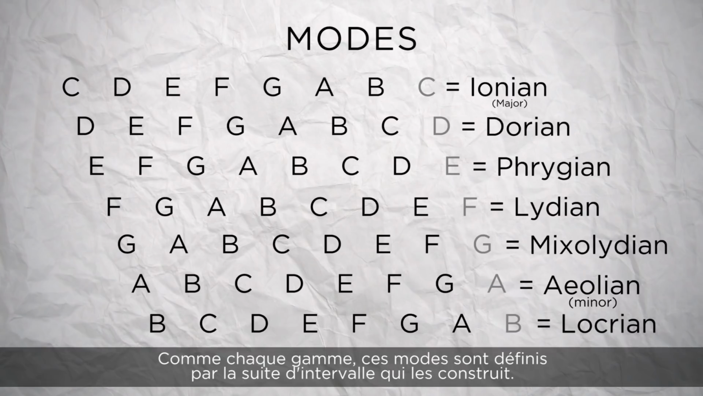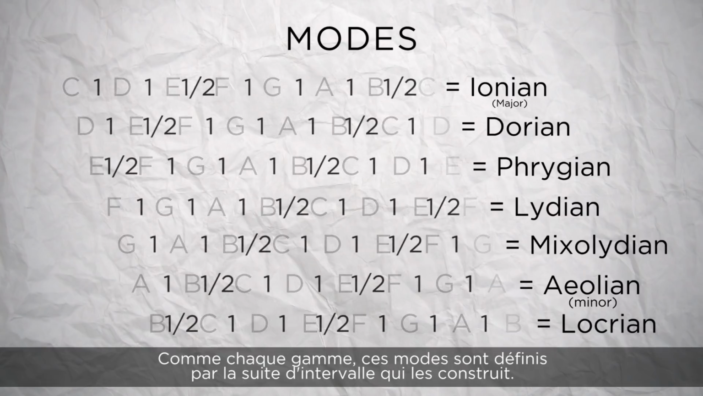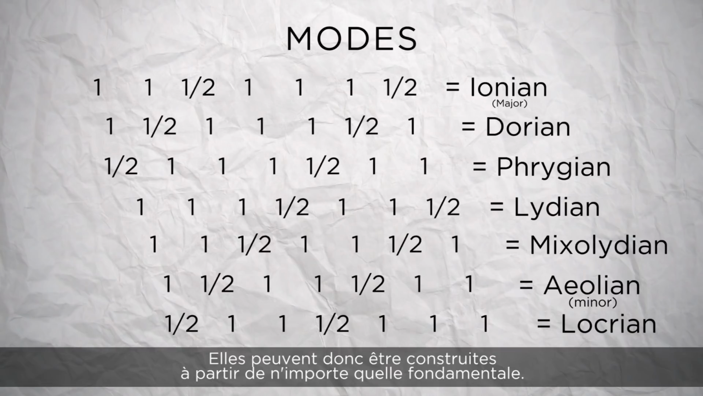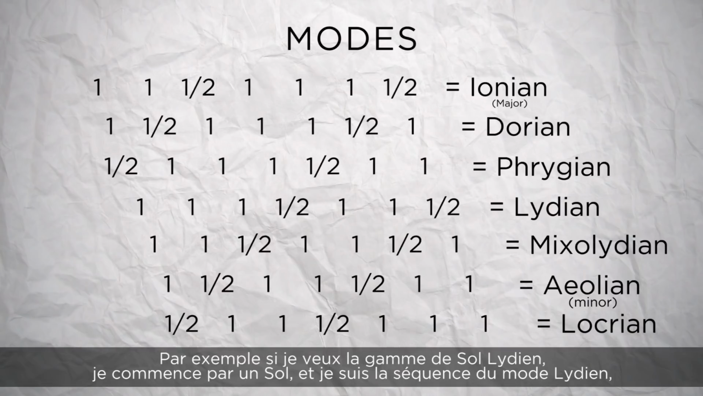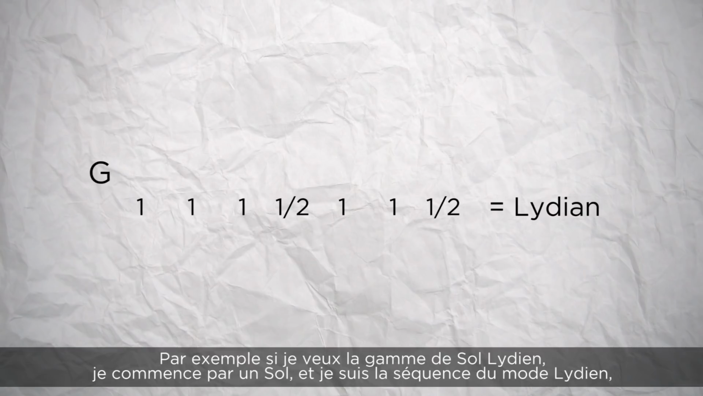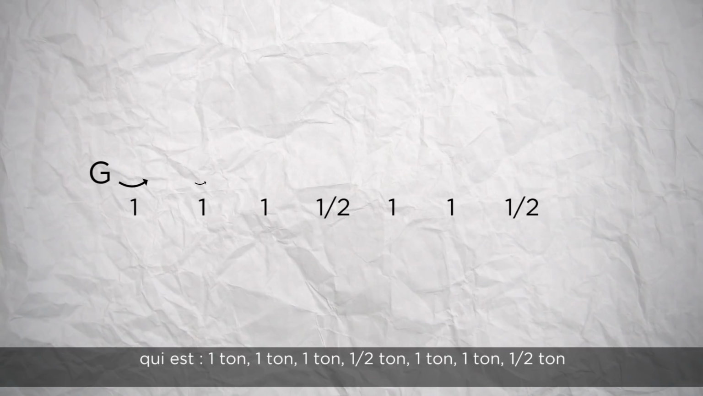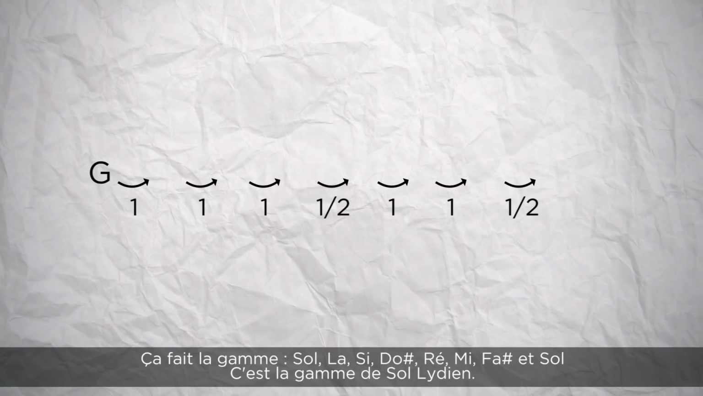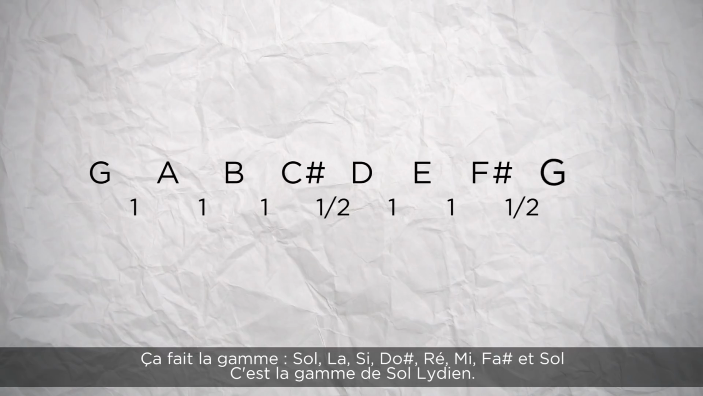As with any scales, these modes are defined by the sequence of intervals that build them, so they can be built from any root note. For example, if I want the Lydian scale of G, we'll start with a G and then we'll follow the sequence of the Lydian scale, which is 1 tone, 1 tone, 1 tone, 1 semitone, 1 tone, 1 tone, 1 semitone. That makes the scale G, A, B, C sharp, D, E, F sharp, G. That's the Lydian G scale.